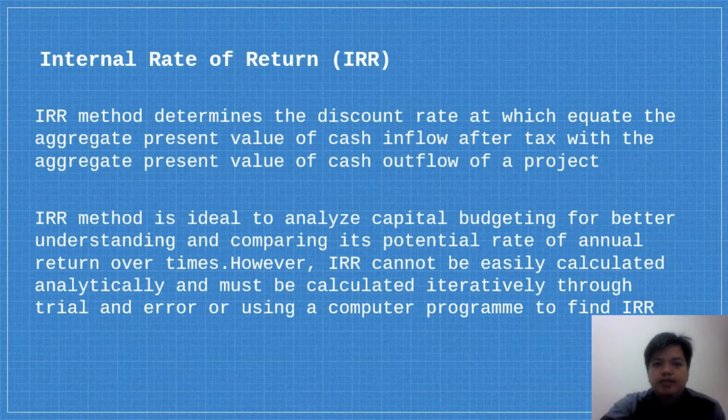The IRR method determines the discount rate which equates the aggregate present value of cash inflow after tax with the aggregate present value of cash outflow of a project. This method is ideal to analyze capital budgeting for better understanding and comparing its potential rate of annual return over time. However, IRR cannot be easily calculated analytically and must be calculated iteratively through trial and error.